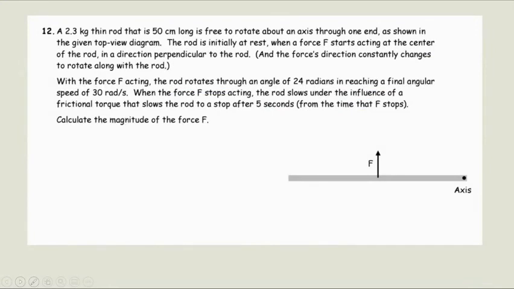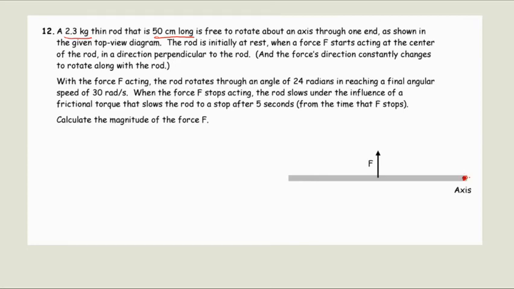Now, our last question for today, we're dealing with a thin rod. This is a very common question that you would see in AP. The College Board really likes to ask questions with moment of inertia and torque and rotational momentum and all of that dealing with rods. So we have a 2.3 kilogram thin rod that is 50 centimeters long, free to rotate around an axis through one end as shown in the given top view diagram. So here's our axis of rotation.